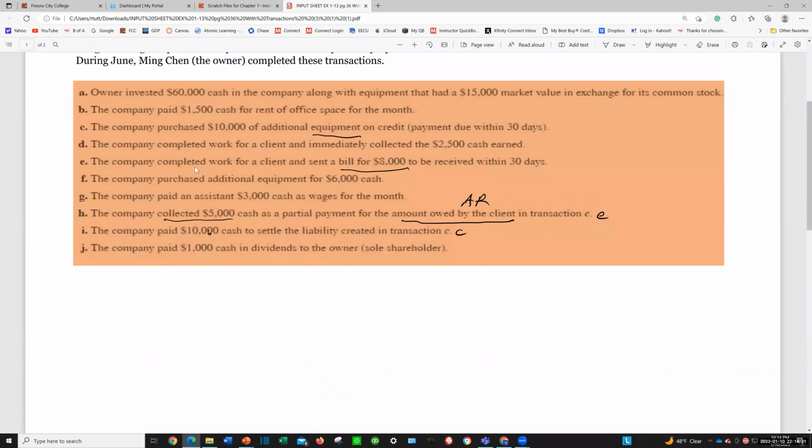The company completed work for a client. Oh, completed work, that must be revenue, right? And sent a bill for 8,000 to be received within 30 days. Well, this time we completed the work, so we know that we're going to earn revenue of 8,000, but we didn't receive the cash. Why? You sent a bill for it, and the guy said, I'll pay you later. Well, you own the right to receive that money, correct? So if he owes you, it's going to increase your accounts receivable. Let's see how that works in E.